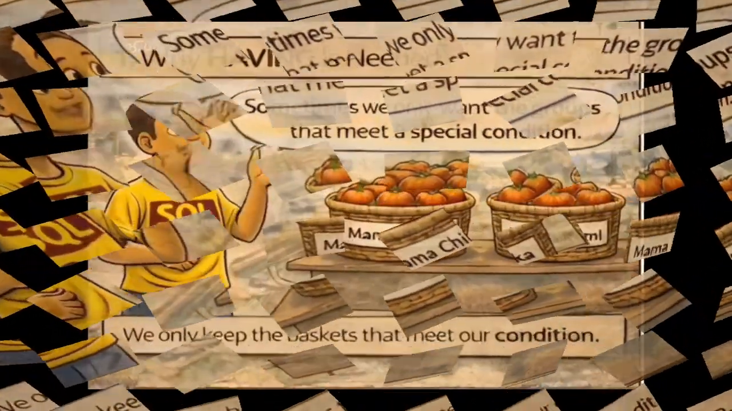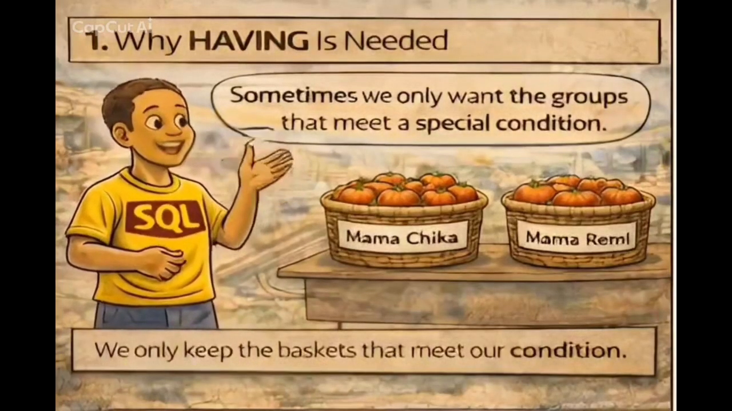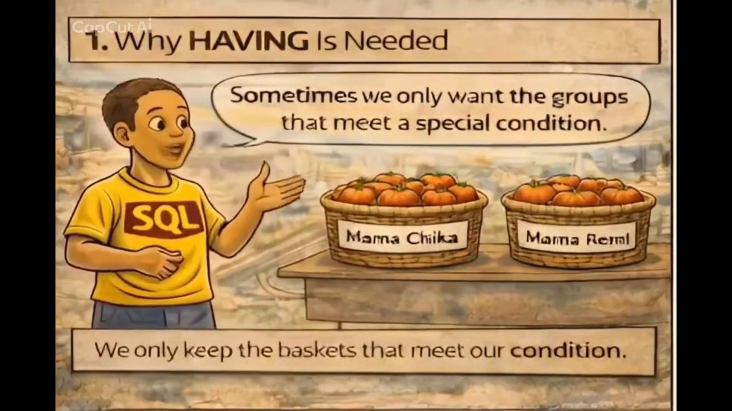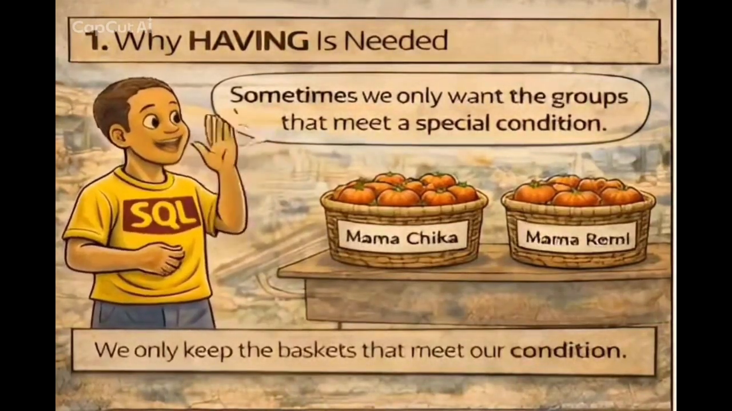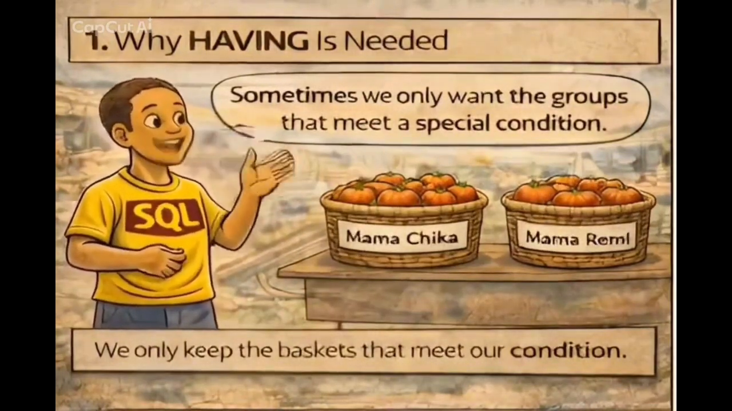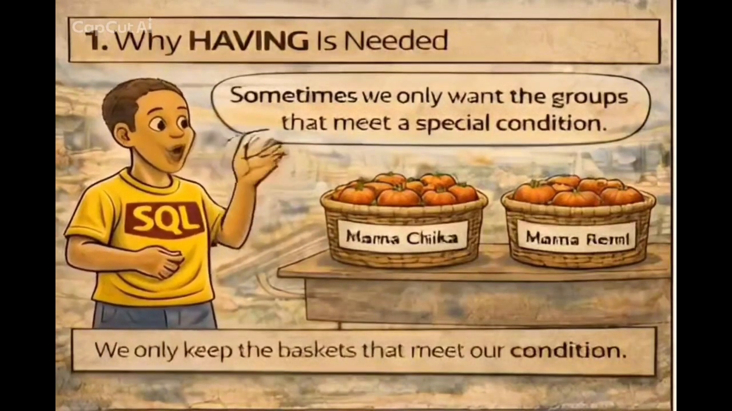All right, explorers. In our last lesson, we learned how to use group by to put similar orders together. For example, we grouped tomatoes by customer name, and we also grouped tomatoes by tomato size. But sometimes we do not want to keep all the groups. Sometimes we only want the groups that meet a special condition. That is when we use a new SQL word called having.